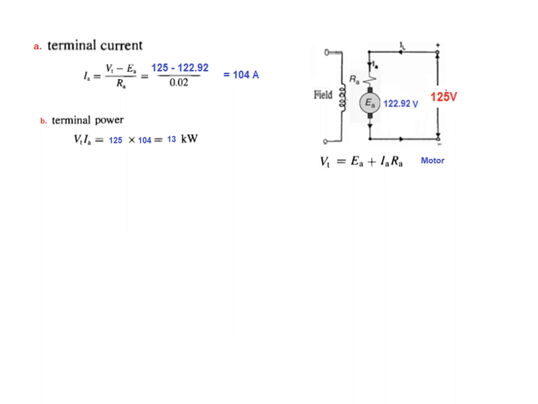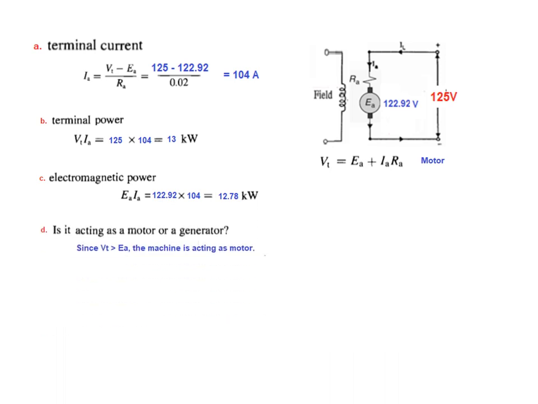Then the terminal power will be terminal voltage multiplied by terminal current. So 125 multiplied by 104, 13 kilowatts. And the electromagnetic power or the mechanical power is the armature voltage multiplied by the current. So 122.92 multiplied by 104. So this is the mechanical power or electromagnetic power, 12.78 kilowatt.